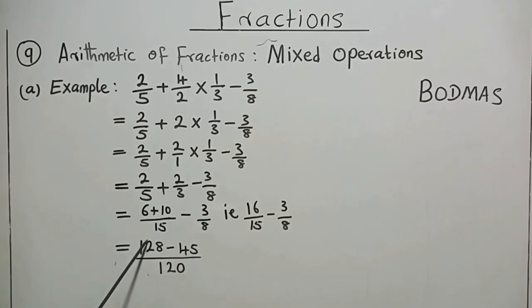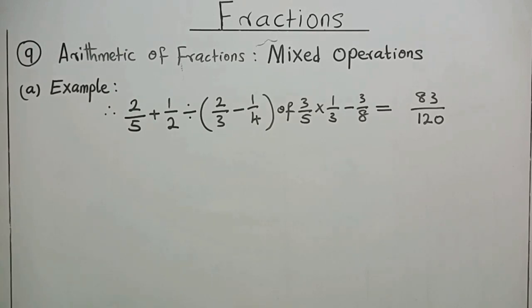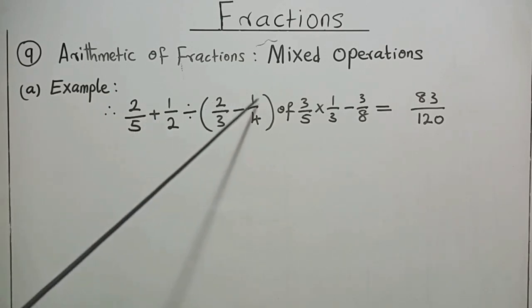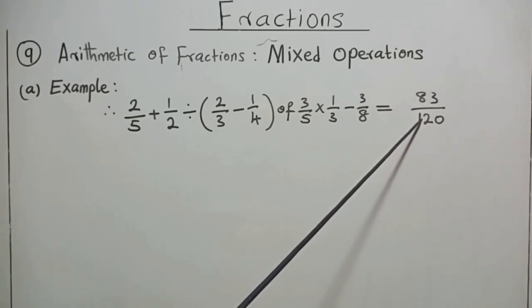So we now have 128 minus 45 all over this 120. Notice what happens next. And here is the answer. It is equal to 83 over 120. Why? 128 minus 45 is equal to 83 over this 120. The summary, therefore, is what follows. And here comes the summary of the entire process. That is, this complicated operation has led to this answer. The answer is 83 over 120.